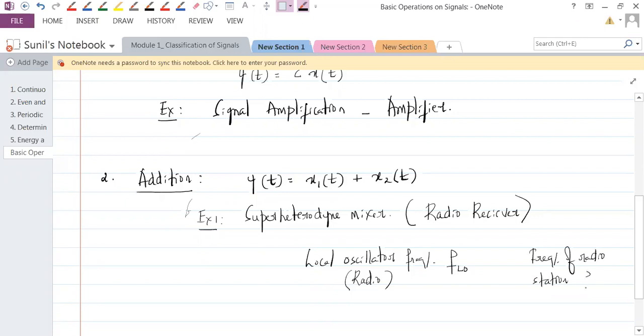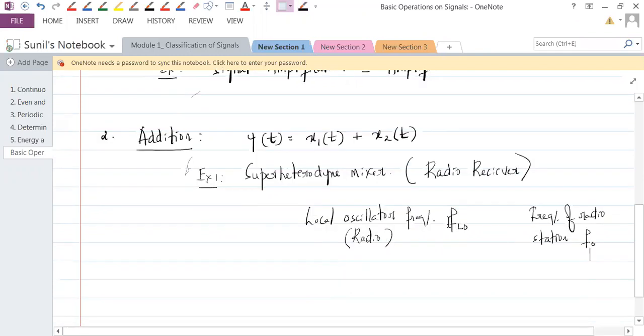Okay, so let's say that is F0. Fine. When F0 and FLO, so how can we tune to a radio station? How can we listen to a station, whether it is Bhadravati, Dharwad, or Ceylon, or there are so many free FM channels in Bangalore? So how can we listen to those FM channels from a radio receiver? The radio receiver has to be tuned to that particular radio station.